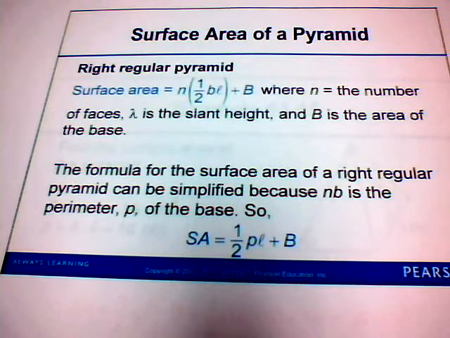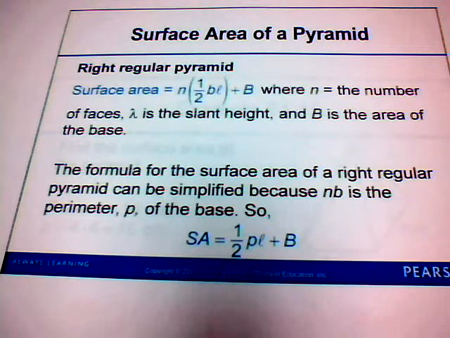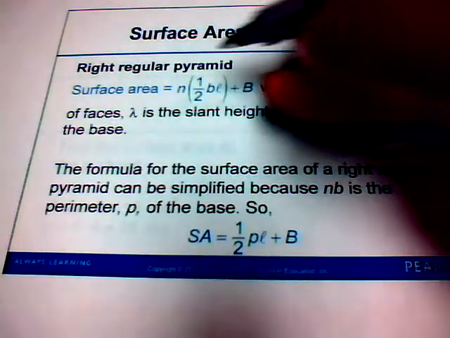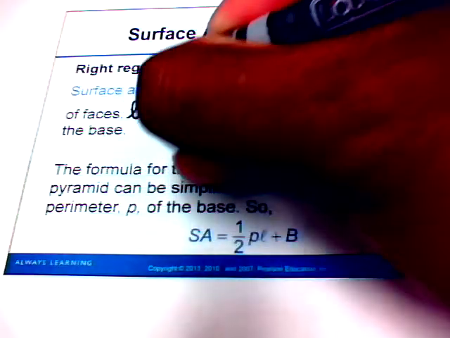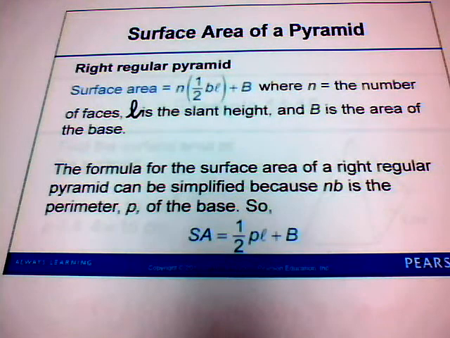Okay, so for a right regular pyramid, the surface area is going to be n, which is the number of faces, times 1/2 the base times L, which is your slant height. Okay, so here this should be L here. That's your slant height. And the B is going to be the area of the base.